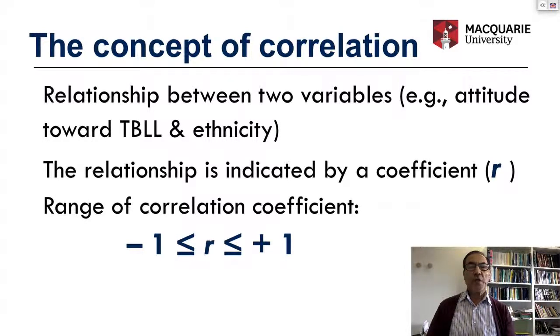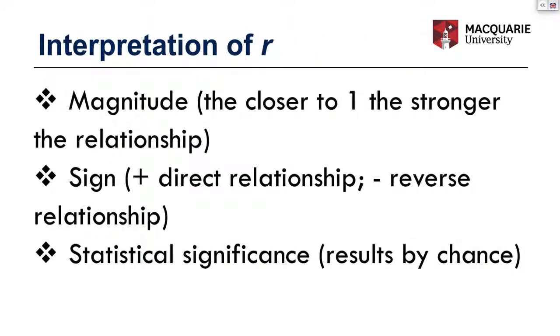Correlation coefficient is represented by lowercase r, and you can see it in different research reports. And this coefficient has a range of -1 to +1. In other words, correlation coefficient can take any value or magnitude between -1 and +1. How do we interpret correlation coefficient? There are three indices or factors that we use in order to analyze correlation coefficient.